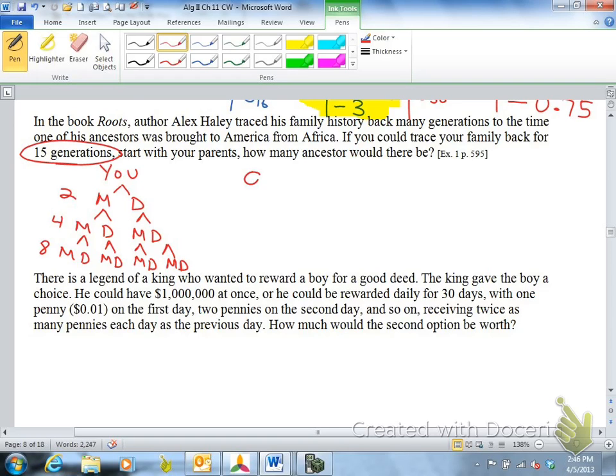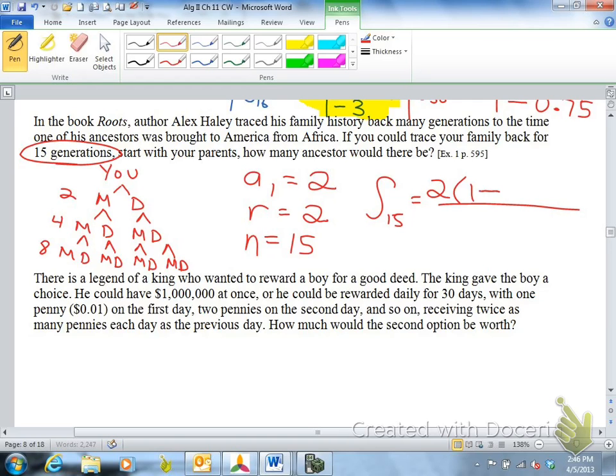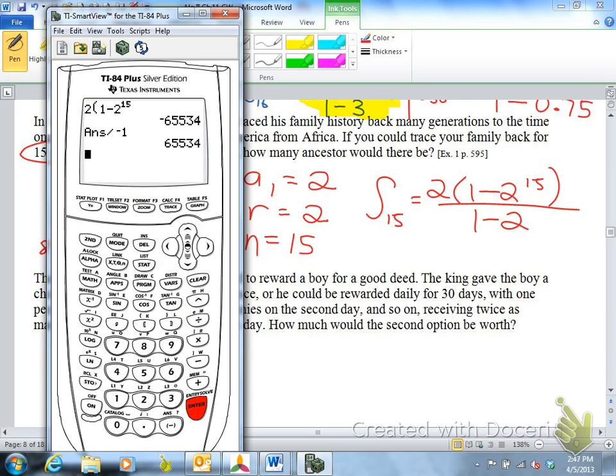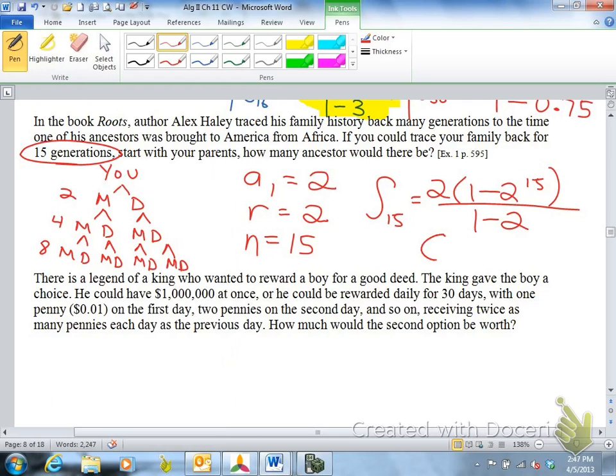But instead of counting them all, we could find a sum. This is a geometric sequence since we're doubling the number of ancestors every generation. So we have to start with 2 parents, we're doubling, and we have 15 generations. So the sum of 15 generations would be 2 times 1 minus 2 to the 15th divided by 1 minus 2. And type that in your calculator and you get this answer. 65,534 ancestors.